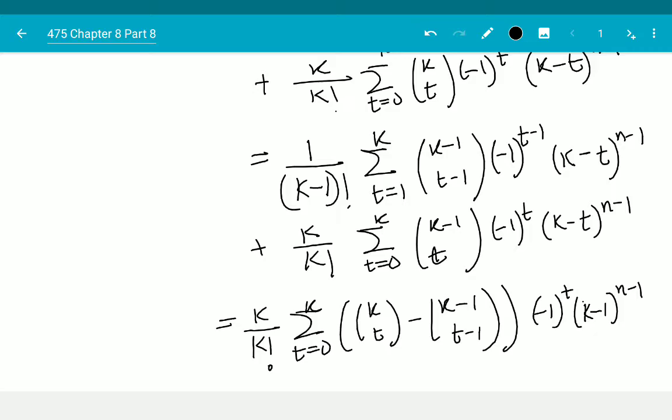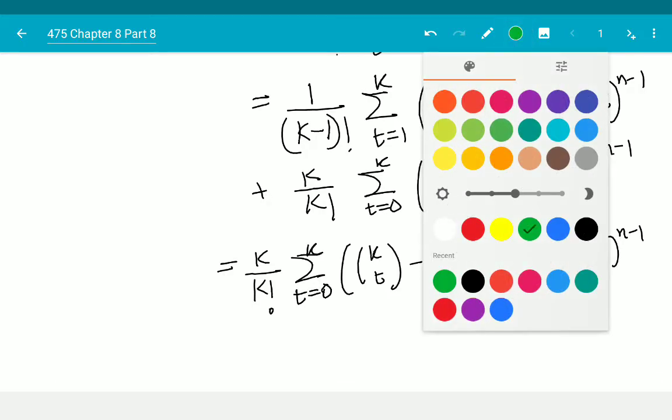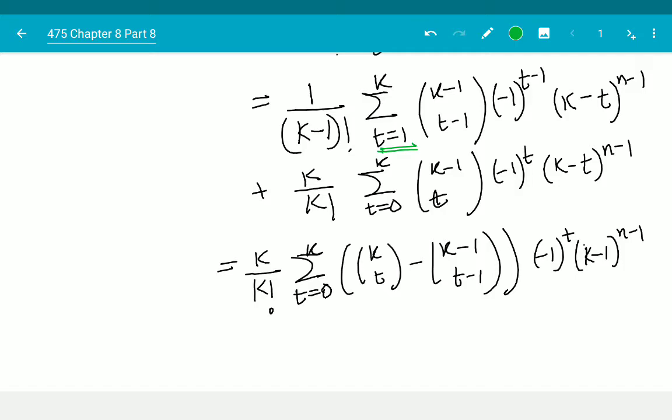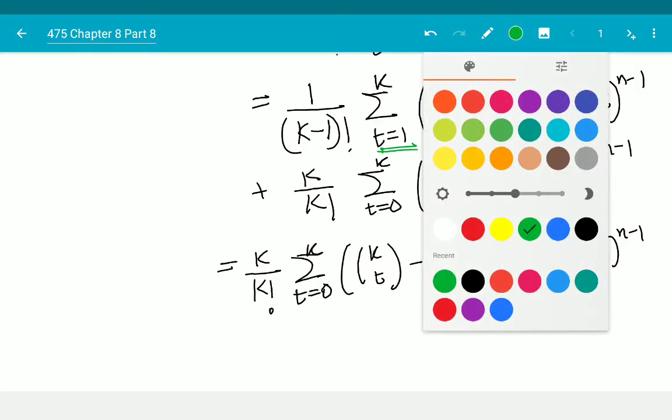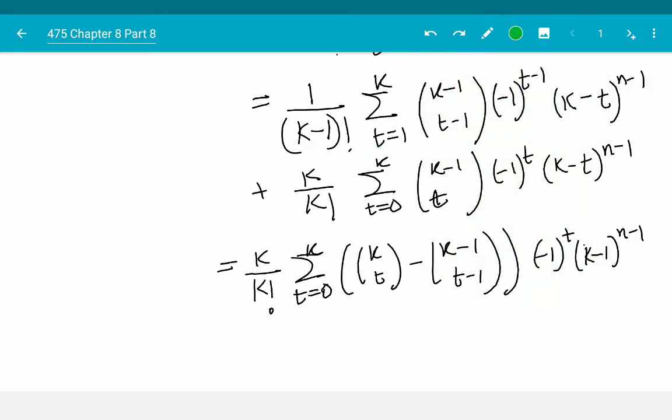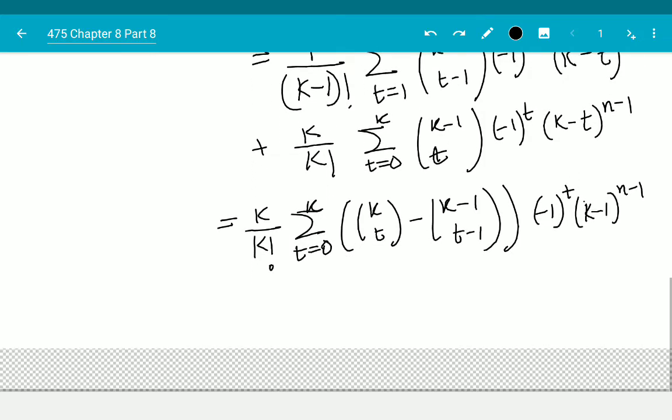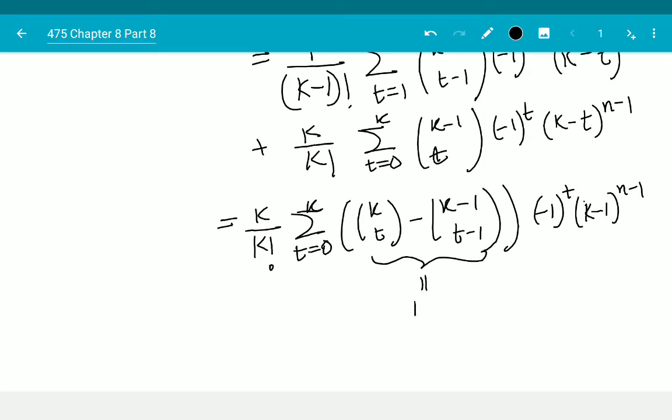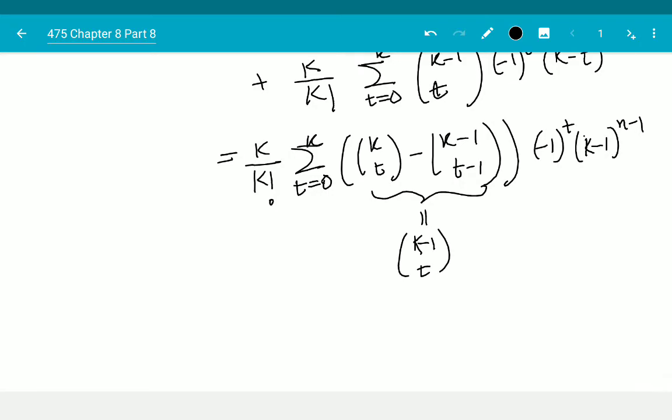And you will note, why can I say that this sum starts from 0? Here my sum started from 1. How can I combine these two? Well, if I include t is equal to 0, my first term has k minus 1 choose -1, which by definition of choose is 0. So I can add the t = 0 term because it is going to be 0 anyway. That is the reason I can have both of these sums starting from the same place. And so this we know is equal to (k - 1 choose t). We have seen this before.